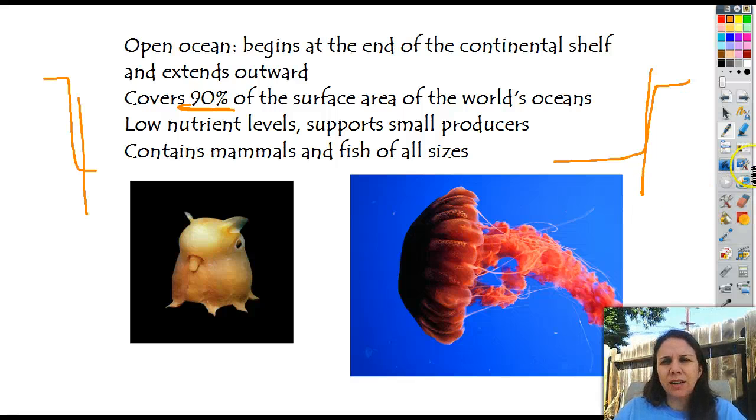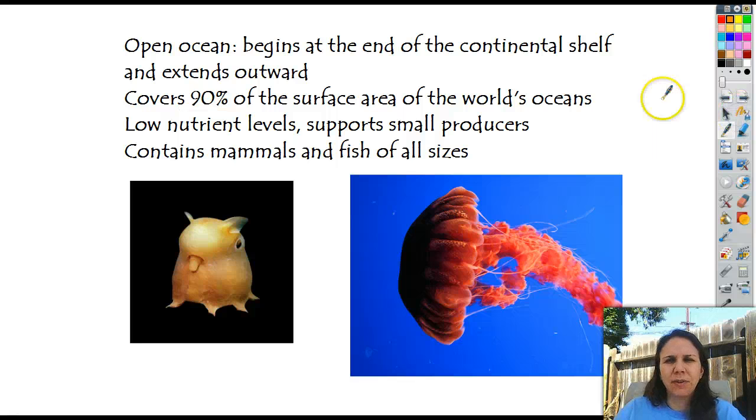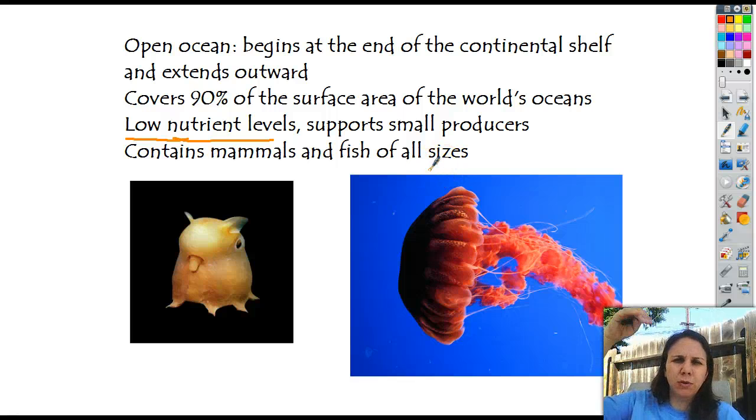Now we think that the open ocean is where we get whales and stuff like that, and that's true, but overall it has very low nutrient levels because the majority of it is aphotic. There are very small producers because the photic zone is so teeny tiny, but it contains fish and mammals of all sizes because they have the ability to go up into the photic zone to get food and then go down when they want to chill or relax or get away from big predators.